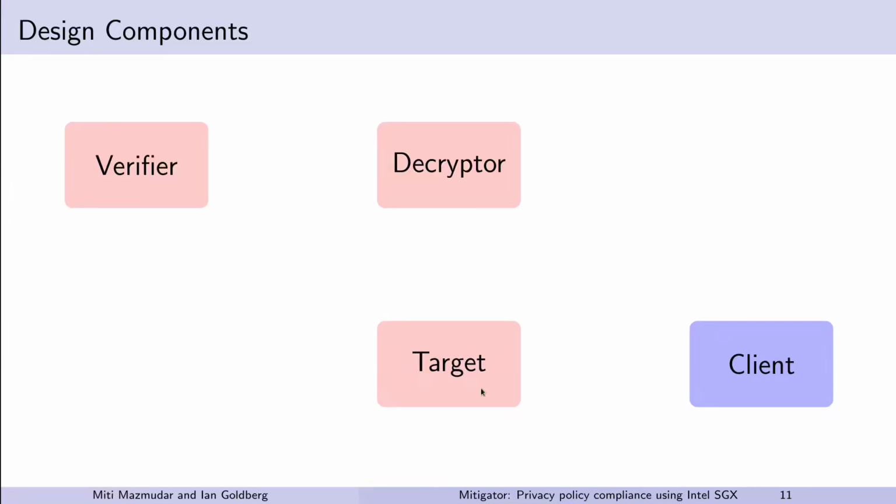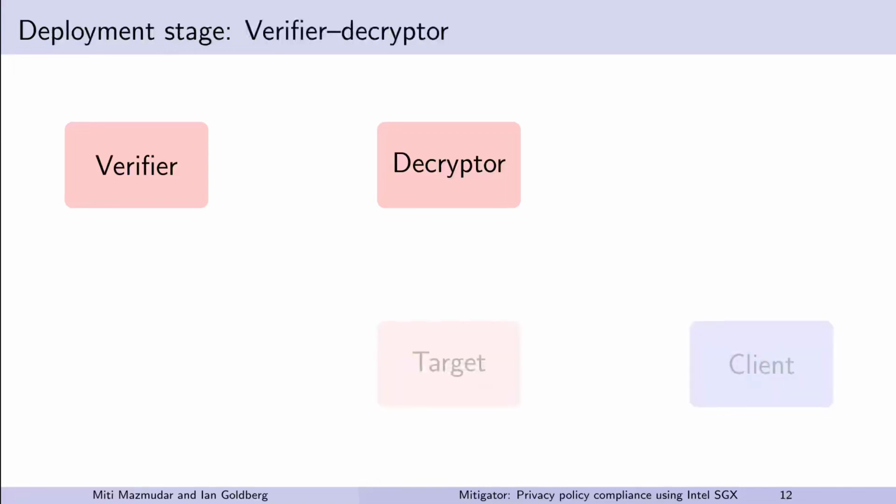Not all parts of our system are online at all times. As we already saw, in the verification stage, only the verifier enclave is online, and it creates a signed target enclave. We have two other stages, namely the deployment and runtime stages. We start with the verifier and the decryptor in the first part of the deployment stage.